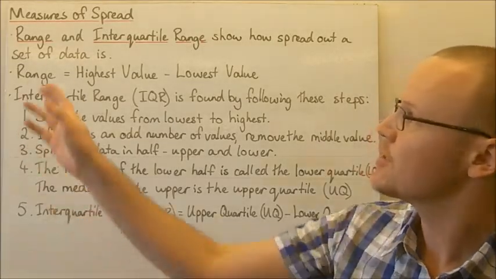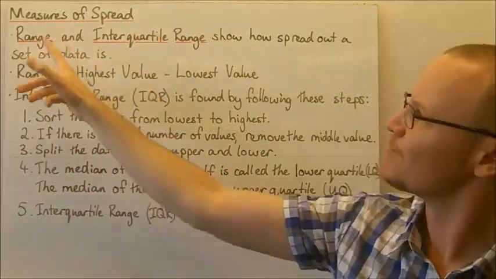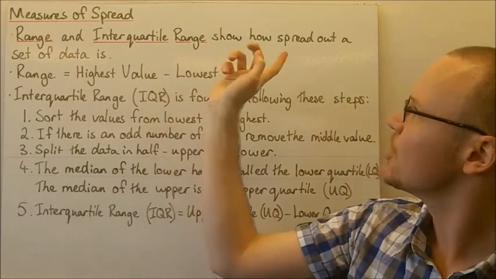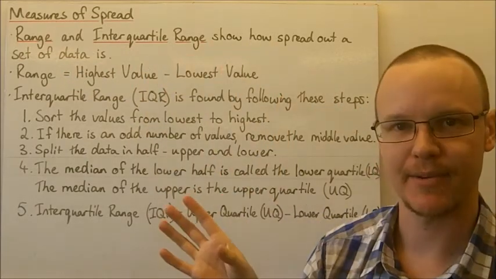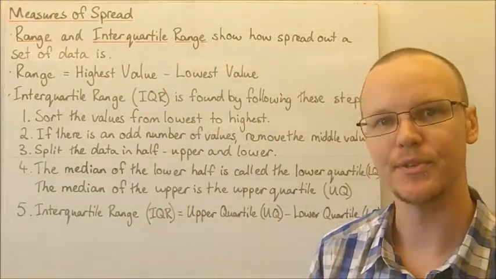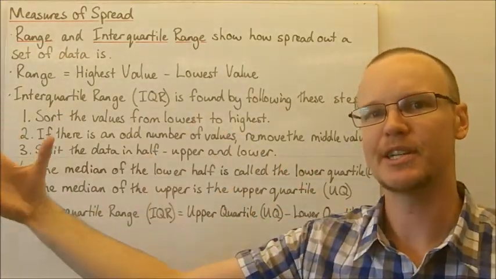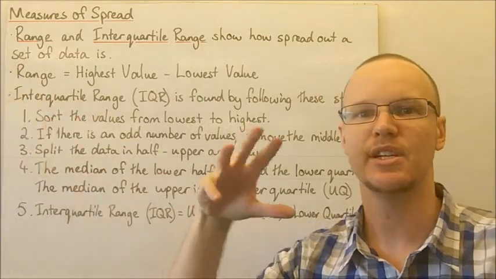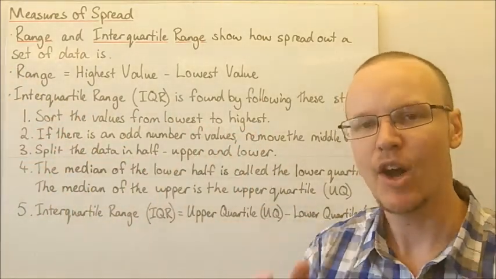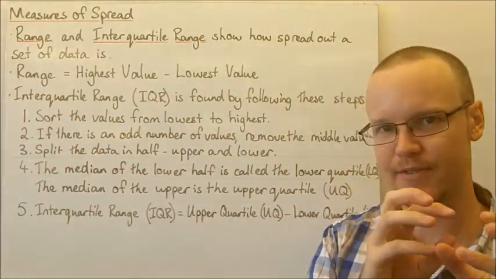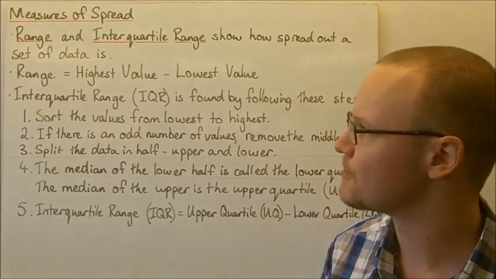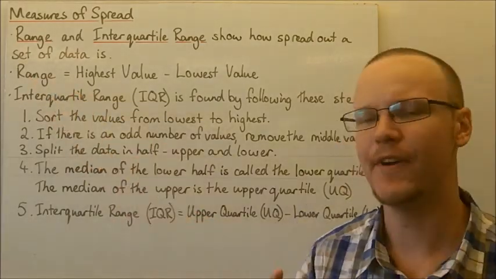Today we're going to look at measures of spread. Range and interquartile range show how spread out a set of data is. This can be very useful to see whether they're all clustered around the mean, or whether they're really spread out, whether there's a great diversity in the range of data, or whether it's all very focused and very centralized around one point.